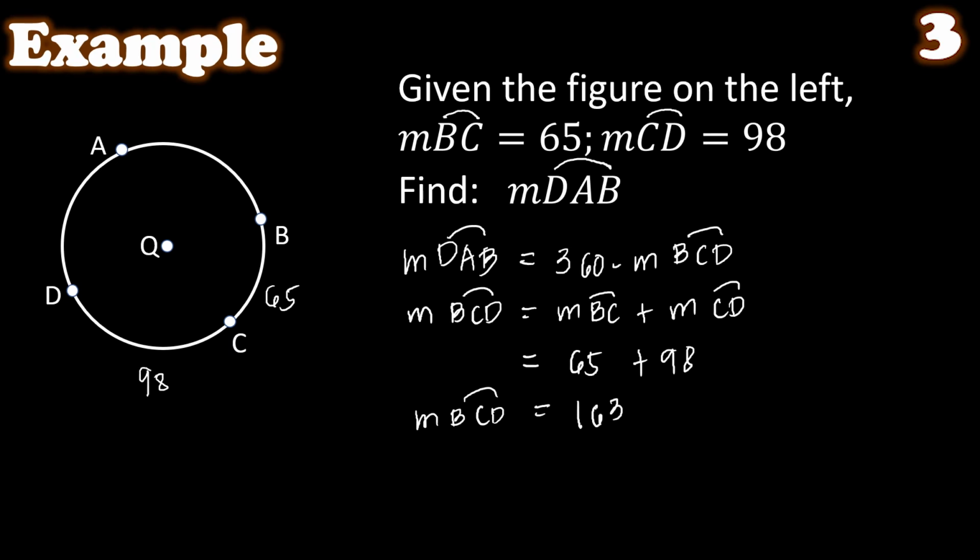Now we can get the measure of arc DAB if we subtract 163 from 360. Hence, the measure of arc DAB is equal to 197.